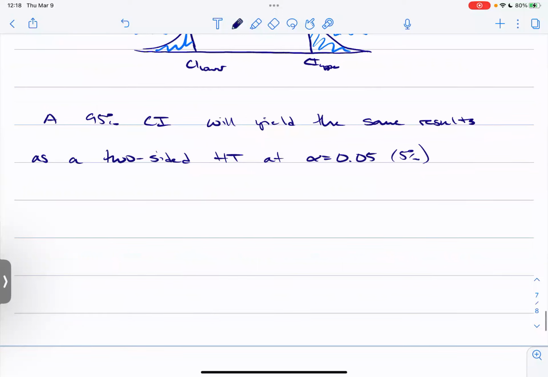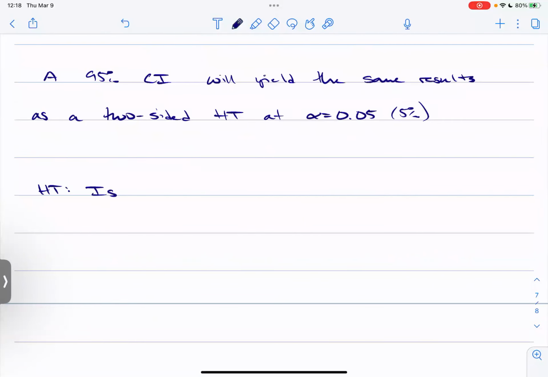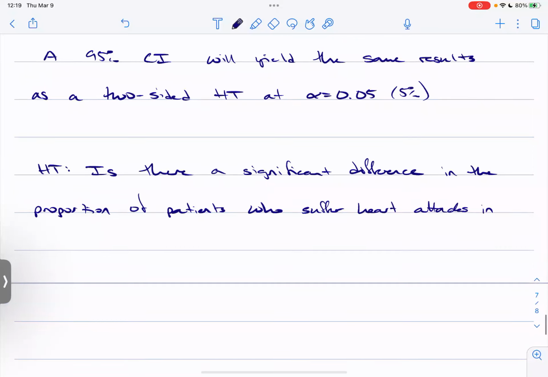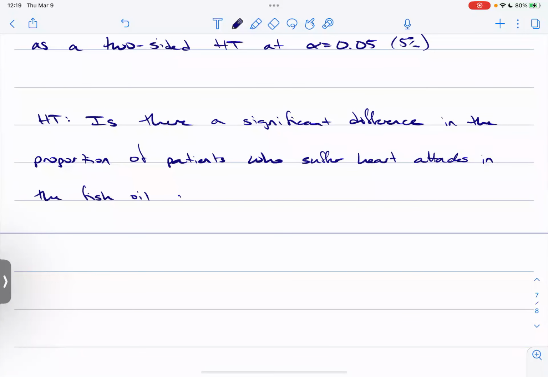But what happens is, what if we want to know, the hypothesis test question would ask something like, is there a significant difference in the proportion of patients who suffer heart attacks in the fish oil group versus the placebo group?